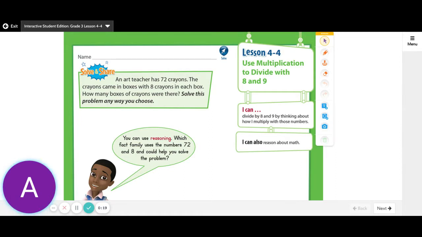So let's look at our word problem. An art teacher has 72 crayons. The crayons came in boxes with 8 crayons in each box. How many boxes of crayons were there? Solve this problem any way you choose. So we want to use reasoning. We can think about fact families for 72 and 8, division and multiplication. We could do a picture, or we can do an equation. So today I'm going to show you how to do the equation.